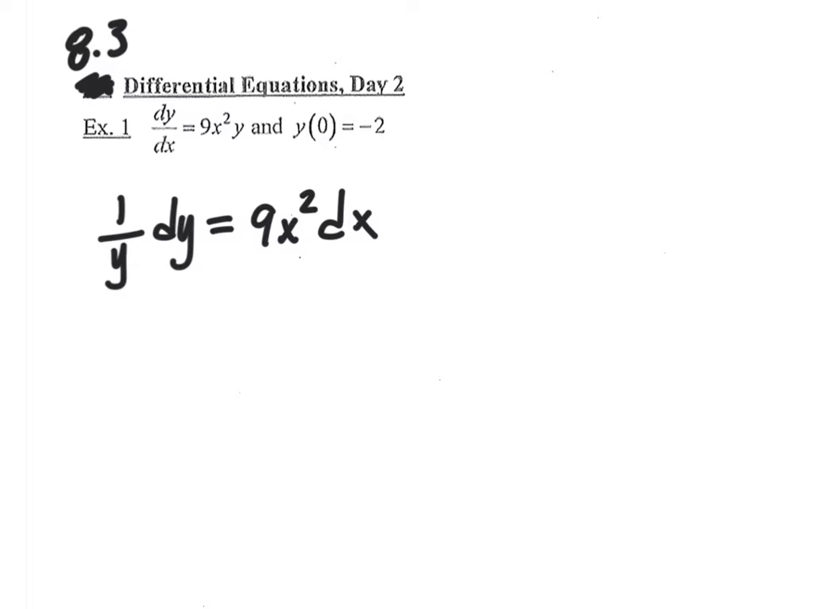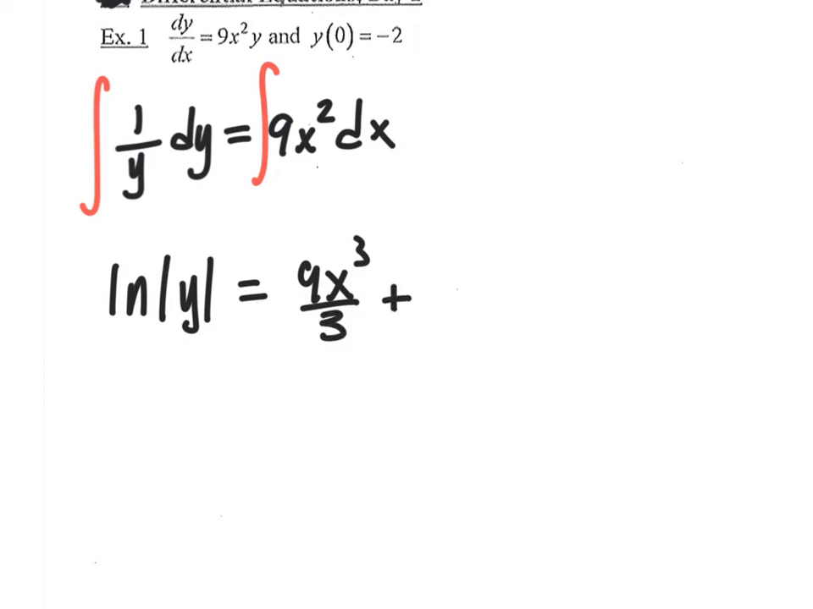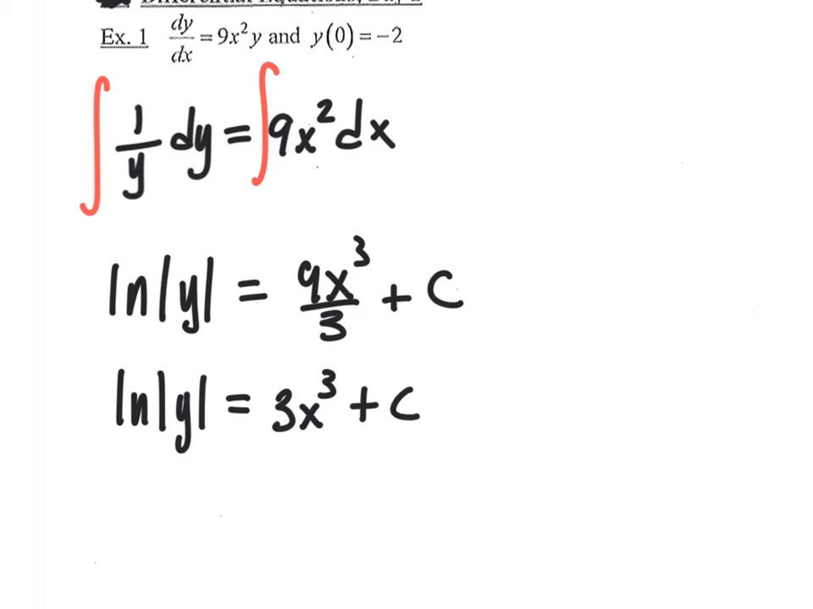So as a result, let's go ahead and take the antiderivative of both sides. When I take the antiderivative of 1 over y dy, that's going to give me the natural log of the absolute value of y. And then this is going to give me 9x cubed divided by 3, plus some arbitrary constant c. Now, let me simplify this a little bit. We've got the natural log of the absolute value of y is equal to 3x cubed plus c.